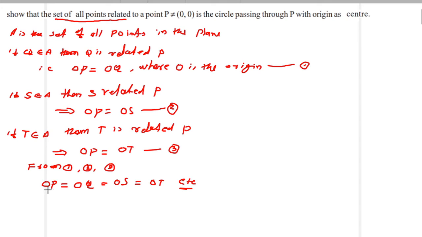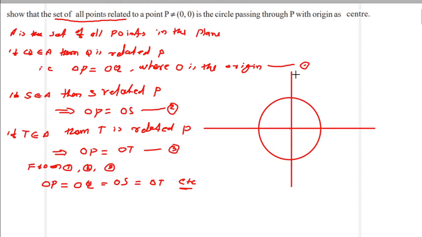That means this set of all points Q, S, T in the plane, at equal distance from one fixed point, forms a circle. That is the definition of the circle. So we can take this circle with this origin O. Here is a given point P, and this distance is OP.